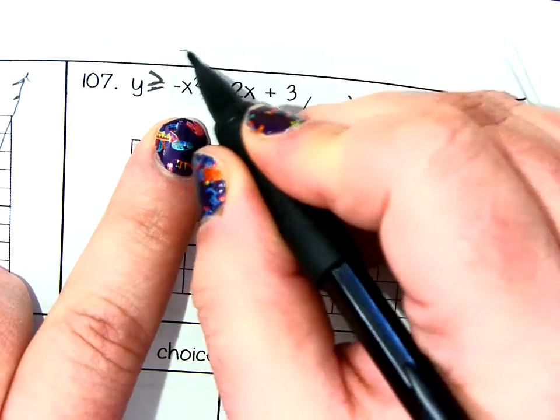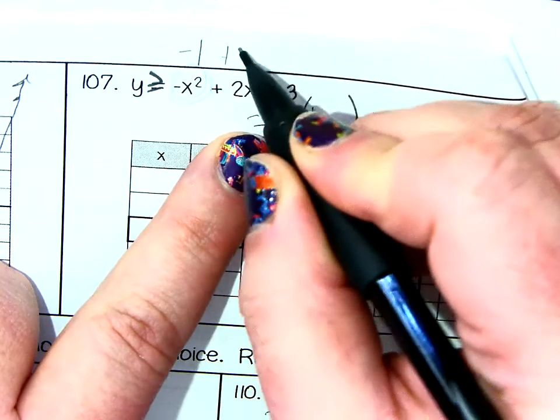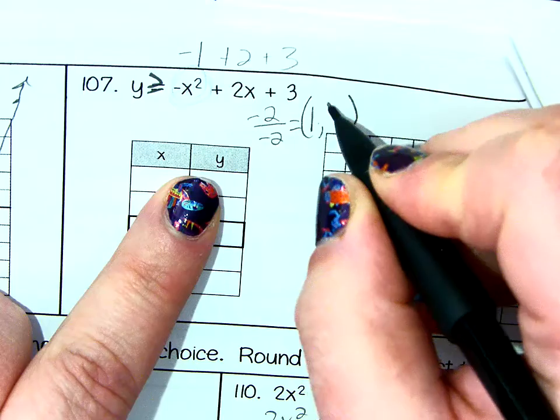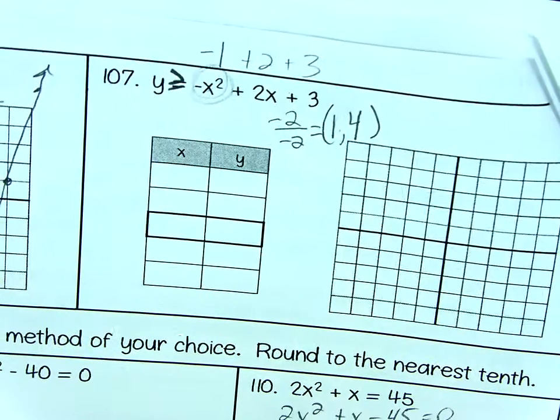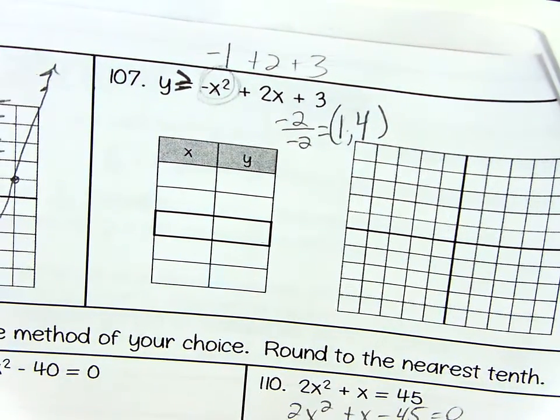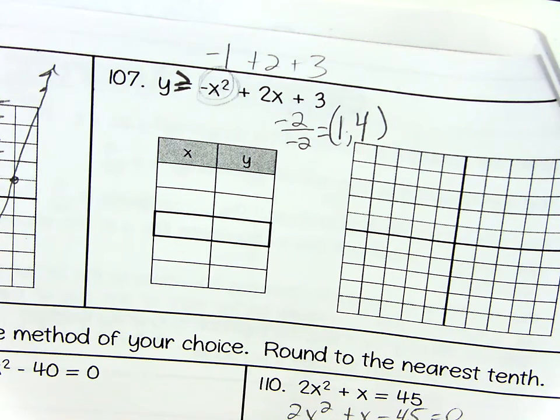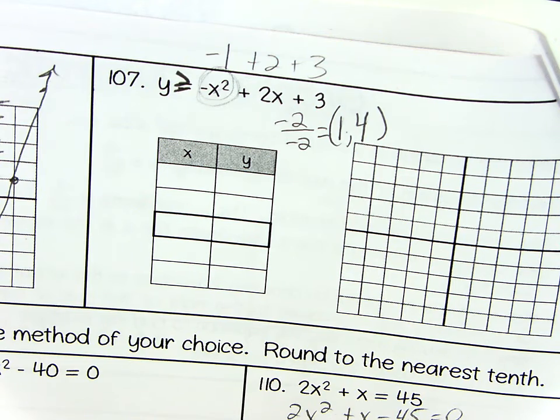So you should have negative 1 plus 2 plus 3, which means your vertex is at 1 comma 4. I bet you anything they will have a graph that has its vertex at 1 comma 6. And you're going to think that you're right, but you are wrong.